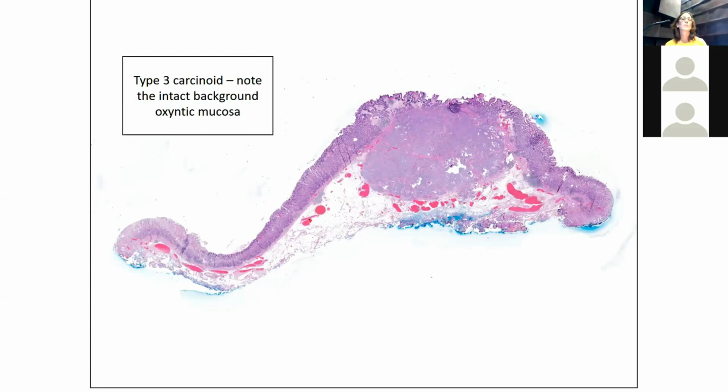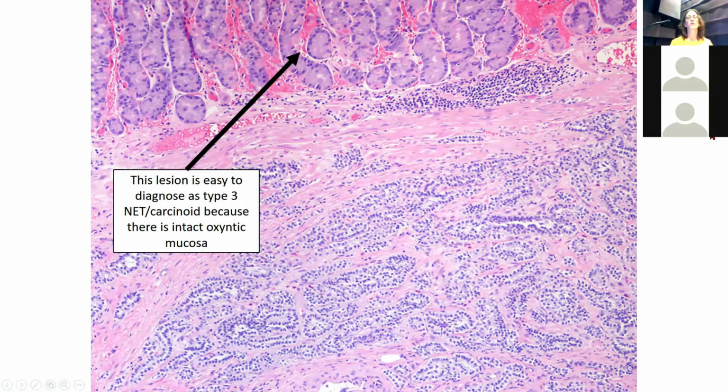This is an endoscopic mucosal resection. I know not yesterday, but the day before, some of the residents have seen this very picture. So this tumor lives right at the junction of the mucosa and submucosa, but now we have intact background oxyntic mucosa. Those guys are happy. This thing is just growing from wherever it wants to.